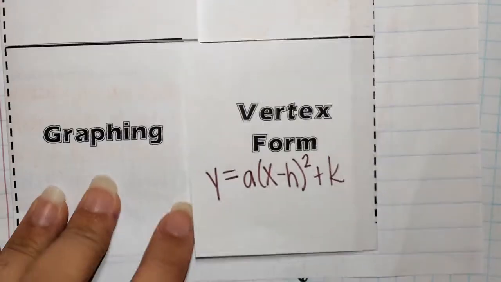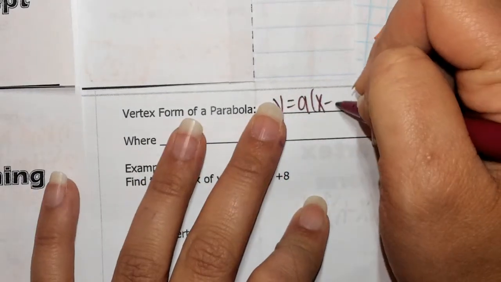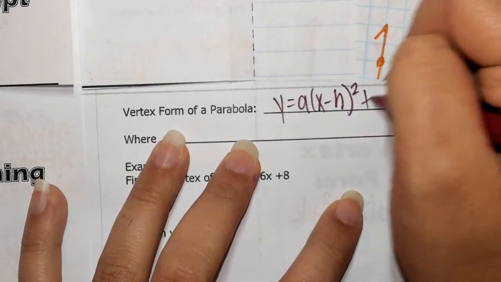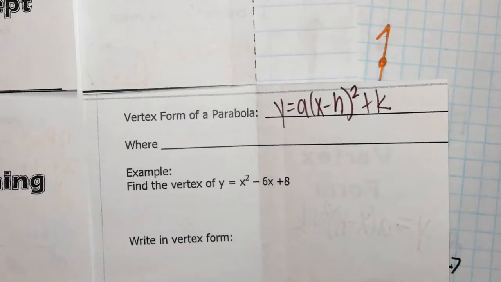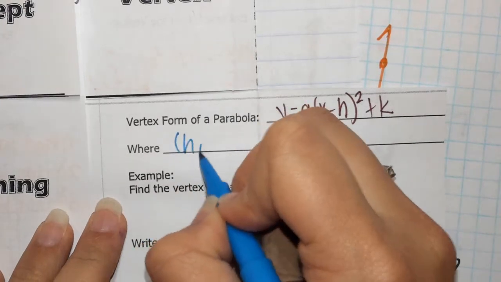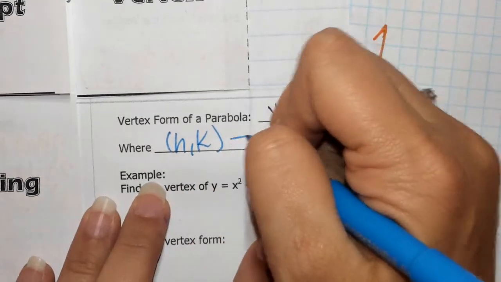Okay, so we're going to go from standard form to vertex form. Open this. Alright, so vertex form is y equals a times x minus h quantity squared plus k. And h and k, h comma k is what? What does this tell you? Your vertex. Take another point.